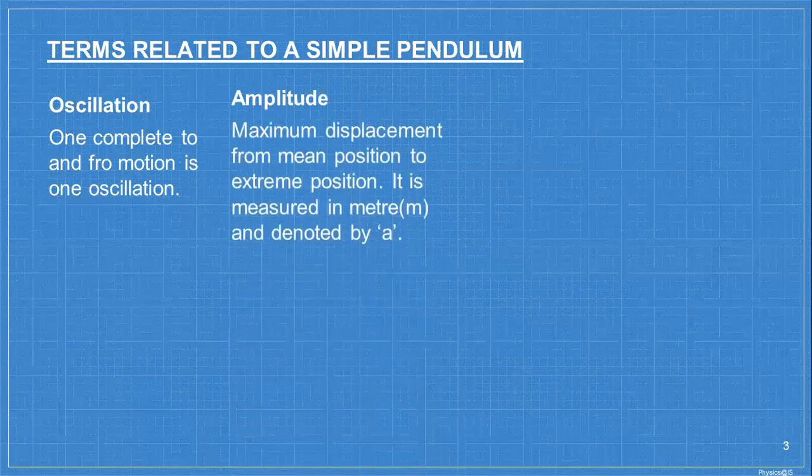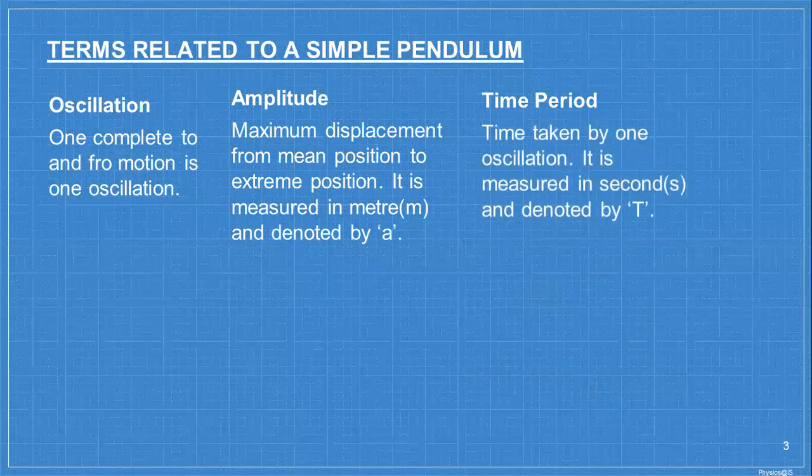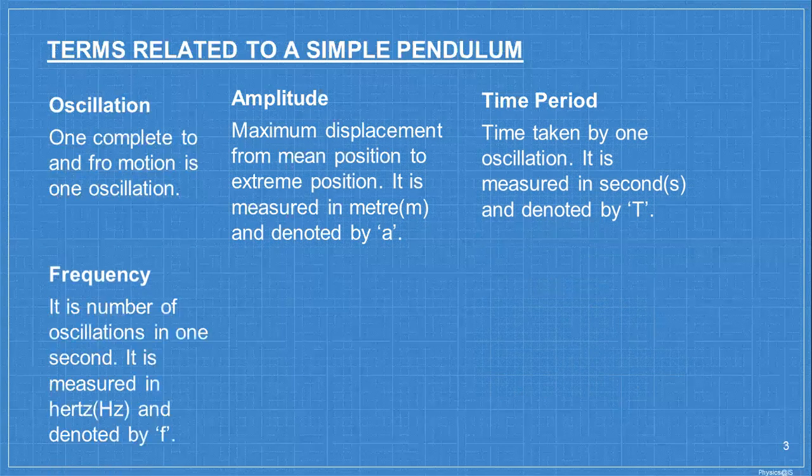Amplitude: maximum displacement from mean position to extreme position is called amplitude of the pendulum. It's measured in meter and denoted by small a. Time period, or also known simply as period, it is the time taken by one oscillation, measured in seconds and denoted by capital T. Frequency: it is the number of oscillations in 1 second. It is measured in hertz, and also its other unit is per second. It is denoted by small f.